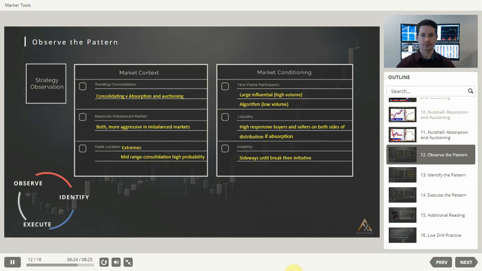The major difference: large influential participants can influence price, create initiative, and hold directional moves, whereas speculative and algorithmic participants, given the rules they trade by and the strategies they employ, ultimately tend to not hold on to positions as long, and they're far quicker to unwind those positions as well. So do just always make sure you're referencing which time frame participants are ultimately creating the market condition.